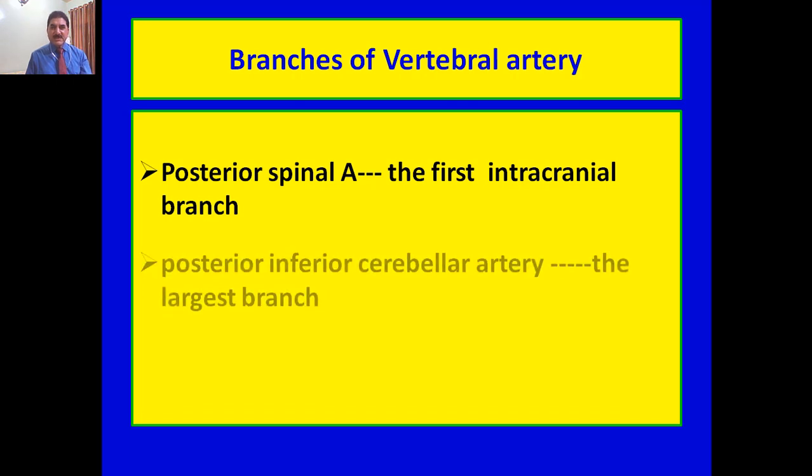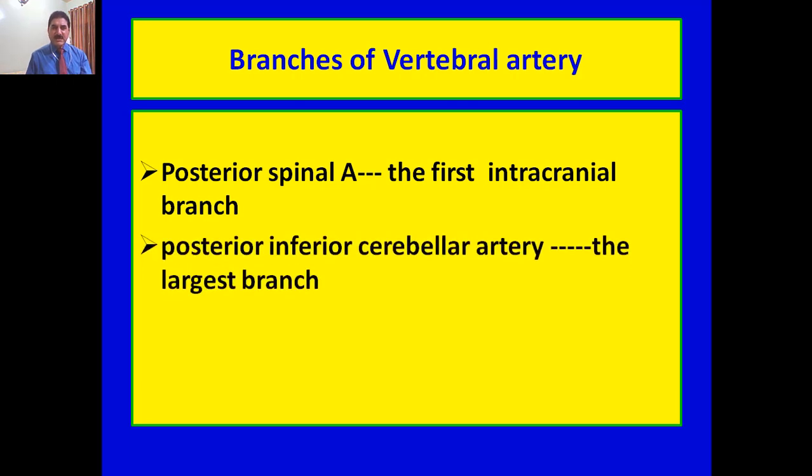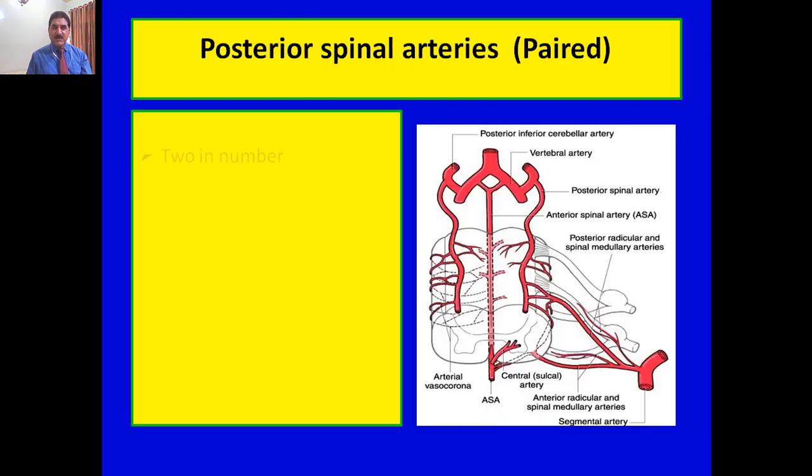Branches of the vertebral artery. The posterior spinal artery is the first intracranial branch. The posterior inferior cerebellar artery is the largest branch of the vertebral artery. The anterior spinal artery is a single artery. The posterior spinal arteries are paired arteries. You can remember: anterior is alone, A for alone, and posterior is paired, P for paired.